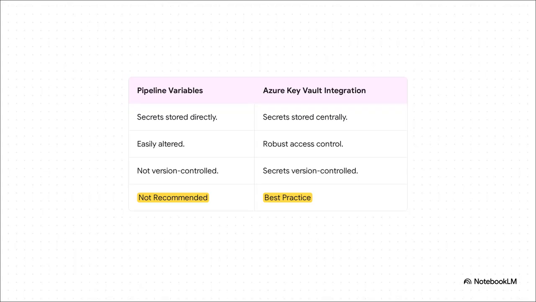Well, you could just use simple pipeline variables for secrets, but honestly, that's pretty risky. The real best practice is to integrate with a dedicated tool like Azure Key Vault. It's a centralized, super secure vault with really strict access controls and audit trails. Your pipeline gets temporary access to pull secrets only when it absolutely needs them, which is a much, much more secure way to do things.